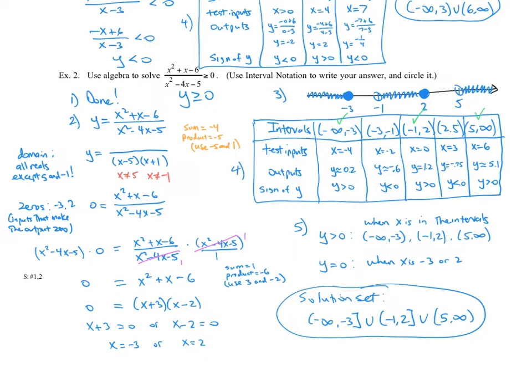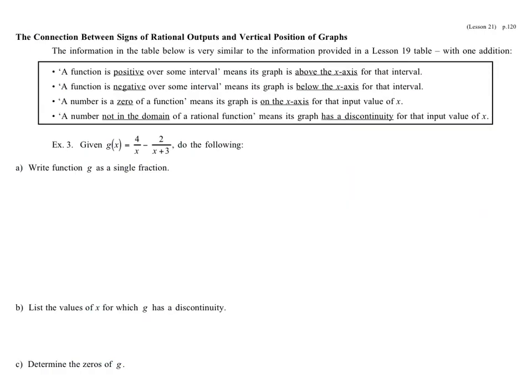Now for the next page. There is a connection between the sign of a rational function's output and the vertical position of its graph. A function is called positive over some interval if its graph is above the x-axis for that interval, and a function's negative over an interval means its graph is below the x-axis for that interval. Wherever you have a zero of a function means that you can find an x-intercept on the x-axis. And this is new. A number not in the domain of a rational function means that the graph has a discontinuity for that value of x. The discontinuities are things like vertical asymptotes, and that's what we're likely to see.